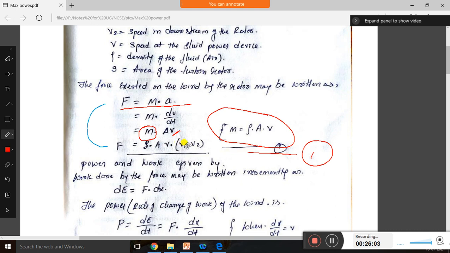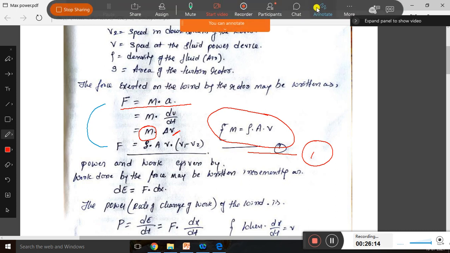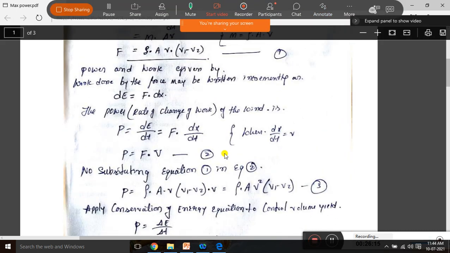So V1 is the upstream velocity, V2 is the downstream velocity, and V is the average velocity. Okay, and next is the power and the work. So next what we need is power and the work, because that force will cause the work.